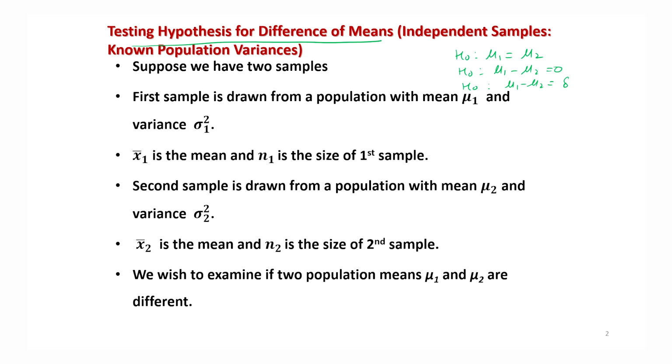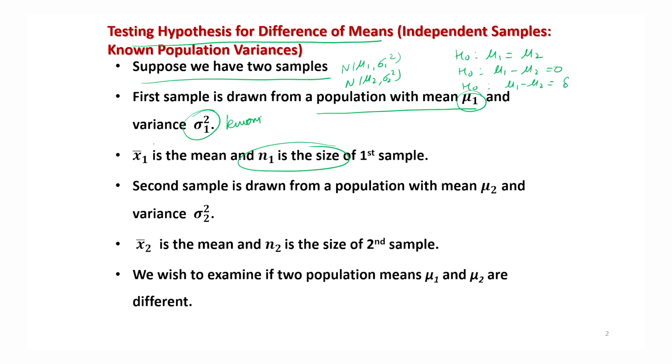Both these samples have been drawn independently from two populations which are normal: normal mu1 sigma1 square and normal mu2 sigma2 square. So we have these two samples, and the first sample is of size n1 and is drawn from a population whose mean is mu1 and variance is sigma1 square, which is known.